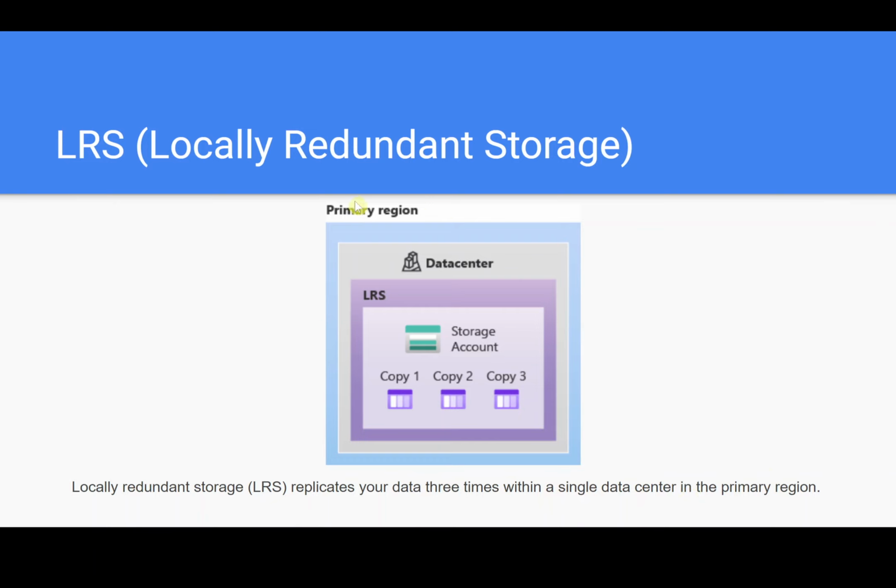So we have the primary region, and we're in one single data center. The copy of your data, not the copy of your data center, but the copy of your data, is replicated 3 times. This is the lowest cost option with protection against server rack and drive failures. In the event a rack goes down, you still have 2 additional copies of your data.